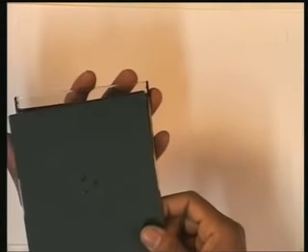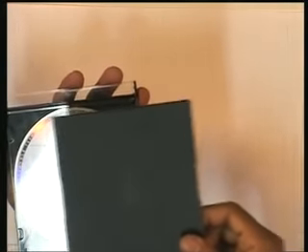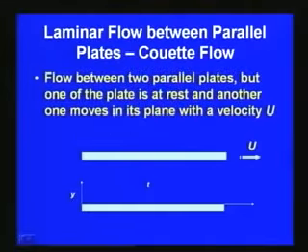The plates are of infinite length, and all the properties we have seen. In today's case we will be discussing the laminar flow between parallel plates where one plate is moving. Assume there are two infinite plates, the flow is between the plates, and one plate is moving with a velocity u. Then how can we derive the flow parameters like velocity, discharge, and shear stress? Here you can see in this slide the flow between two parallel plates, where one plate is at rest and the other moves in its plane with a velocity u.